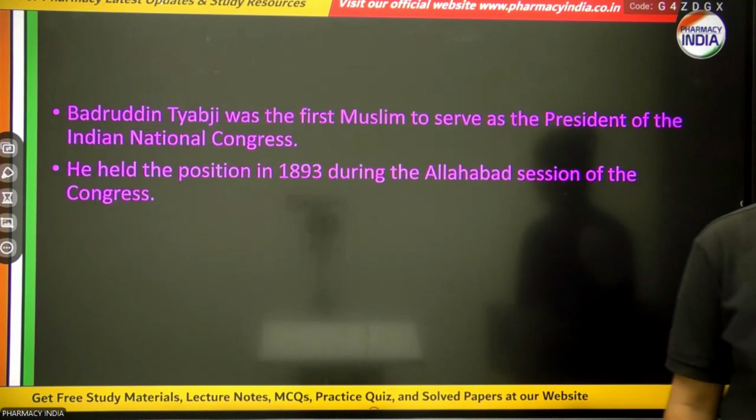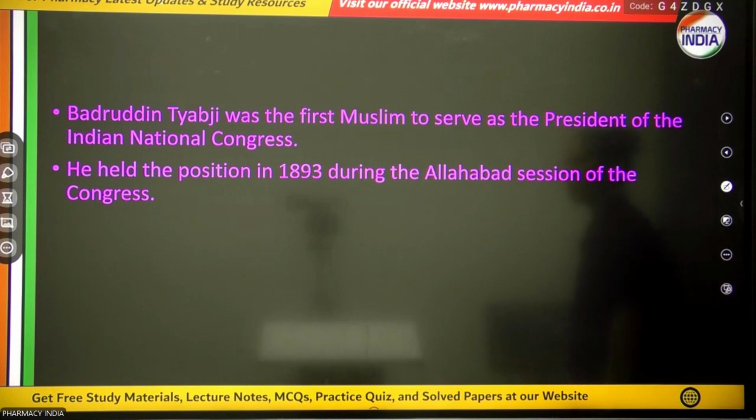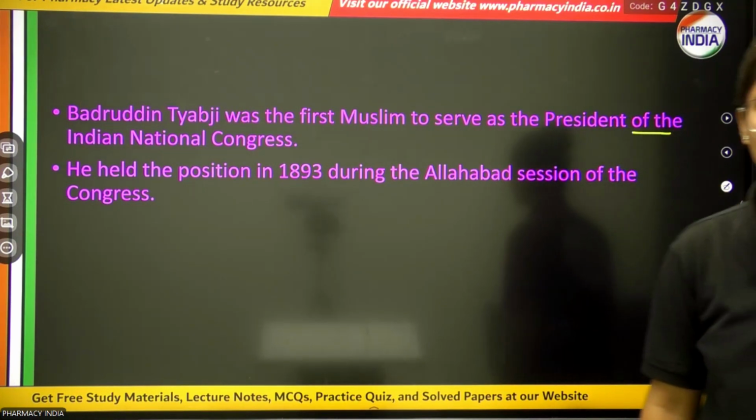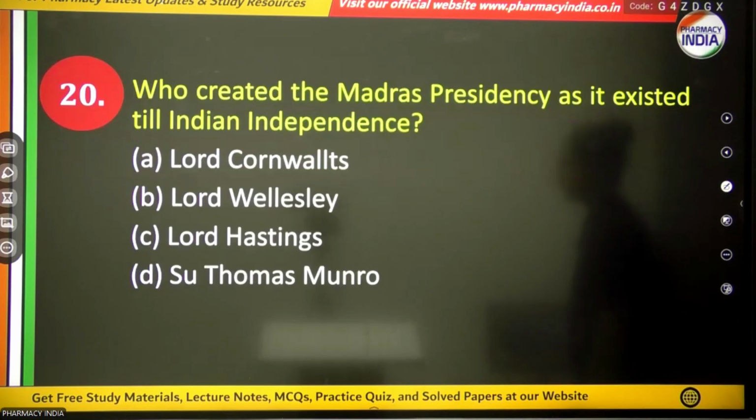In the year 1893, during the Allahabad session of the Congress, he was the first Muslim to serve as the president of the Indian National Congress. Clear? So the correct option will be Badruddin Tyabji.